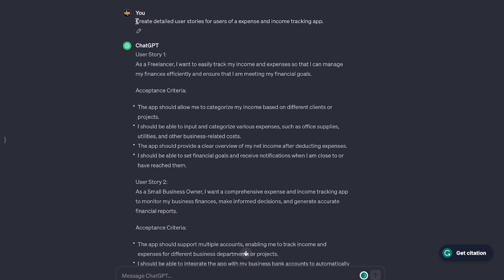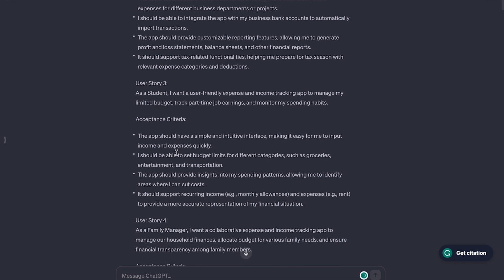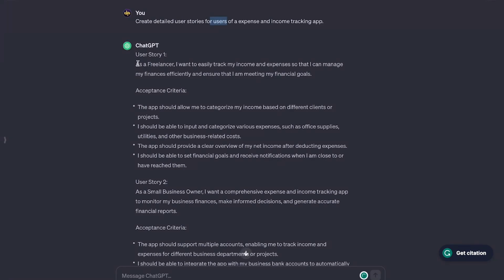So the first thing that I did, I just said, create detailed user stories for users of an expense and income tracking app. Okay, and it gave me 5 user stories. So they've created 5 different types of users. The first one is a freelancer. I'm going to quickly go through all of them. I'm not going to go into the details of it. You can go ahead and check everything out.